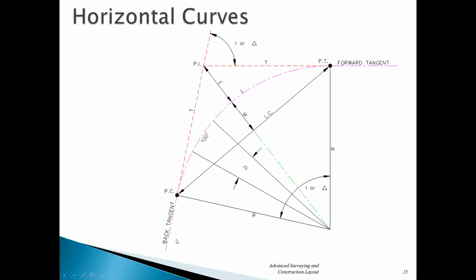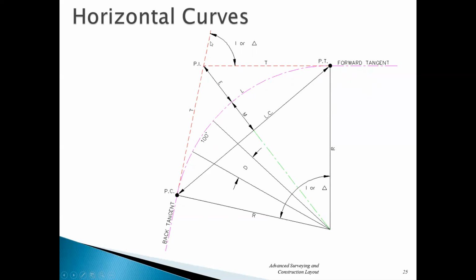You've got your tangent coming in, that's referred to as your back tangent, to your PC station. Then the distance from the PC to the PI is called T. And then you have PI to PT, that's your T distance also. These are always symmetric, always the same, unless you have what's called a non-tangent curve, but we typically always do tangent curves, okay? Length of arc is your distance along the curve, like that. And the long chord would be what you would get if you shot from an EDM from PC to PT.